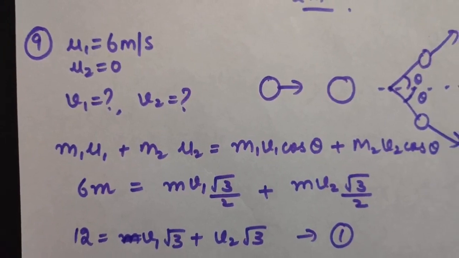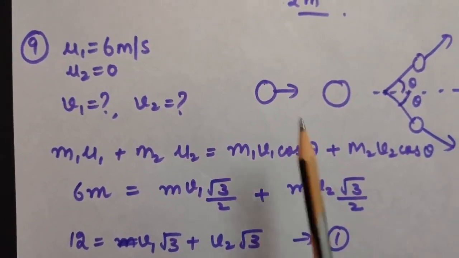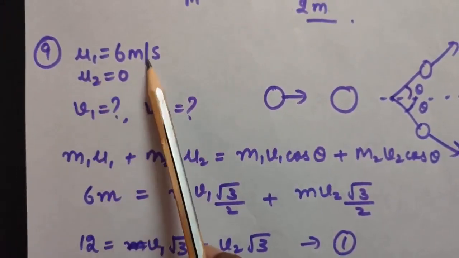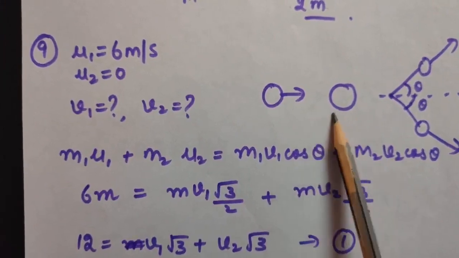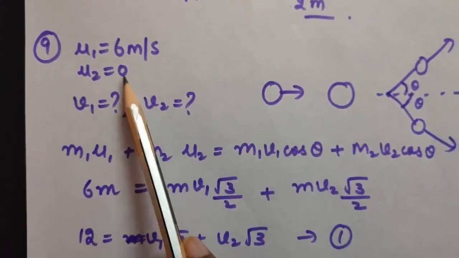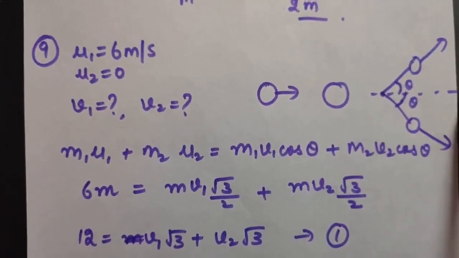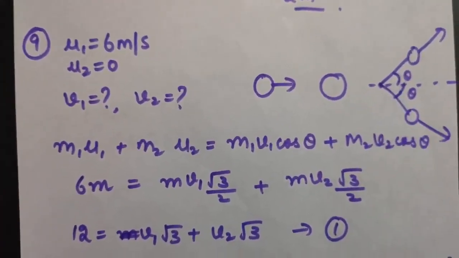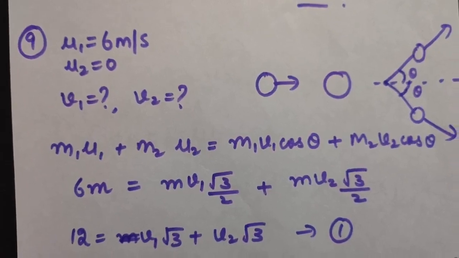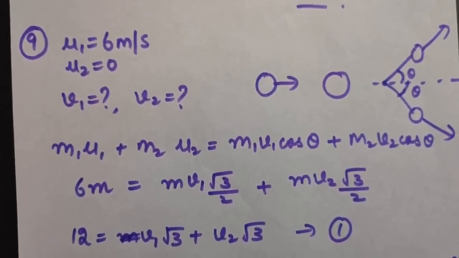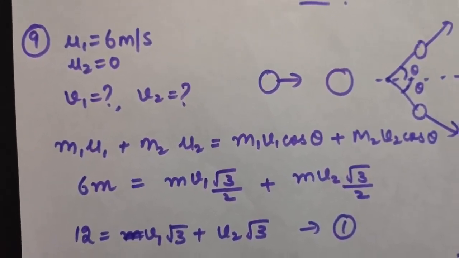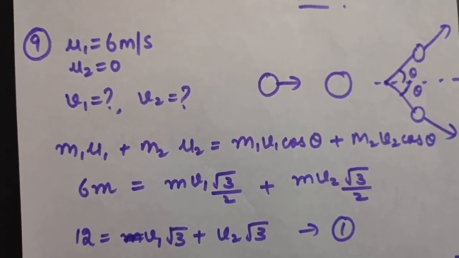Okay, in question number 9, you are given a ball moving with a velocity of 6 meters per second, that is u1, which strikes another ball which is at rest, that is u2 is 0. After striking, both the bodies move at an angle of 30 degrees with the horizontal. Now you have to calculate the speeds of the balls after the collision. For that, we will be using conservation of momentum and energy.